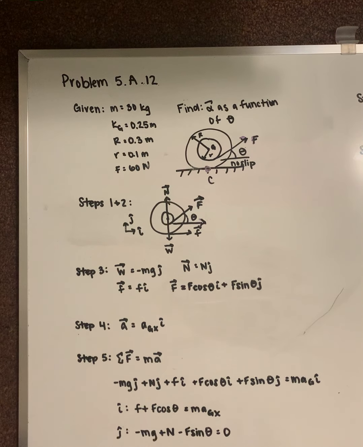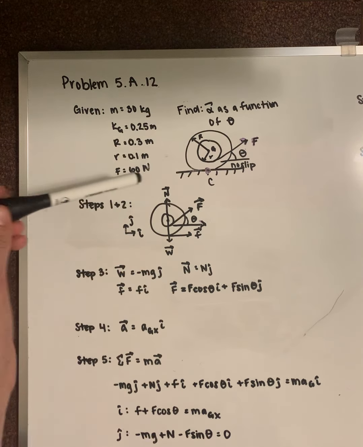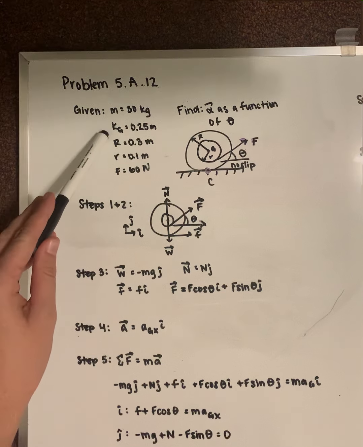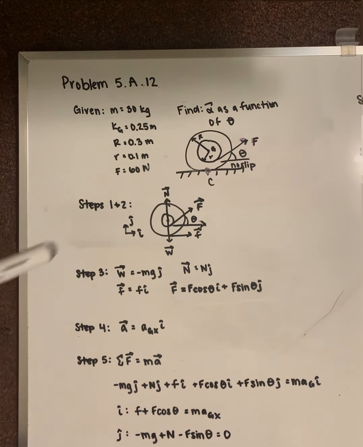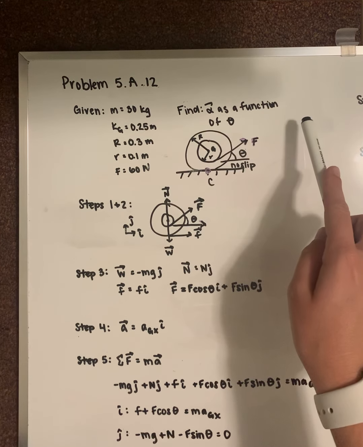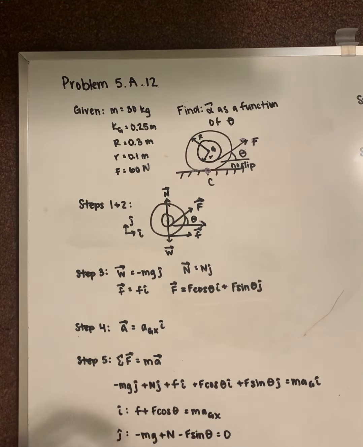This is problem 5A12. In 5A12, we're given this disk rolling with no slip conditions to the right here. We're given the mass, radius of gyration, big R, little r, and the applied force at an angle theta. The problem is asking us to find the angular acceleration of the disk as a function of theta.